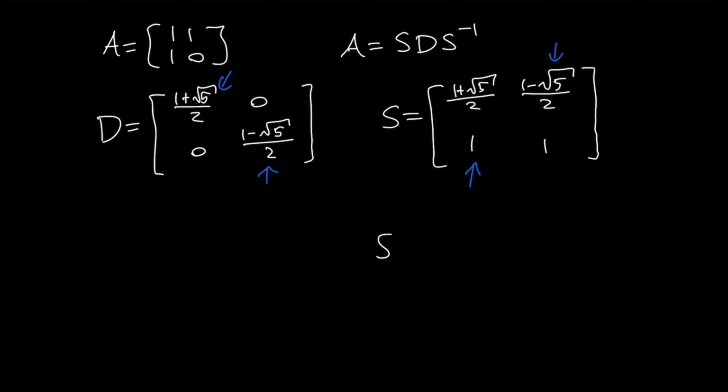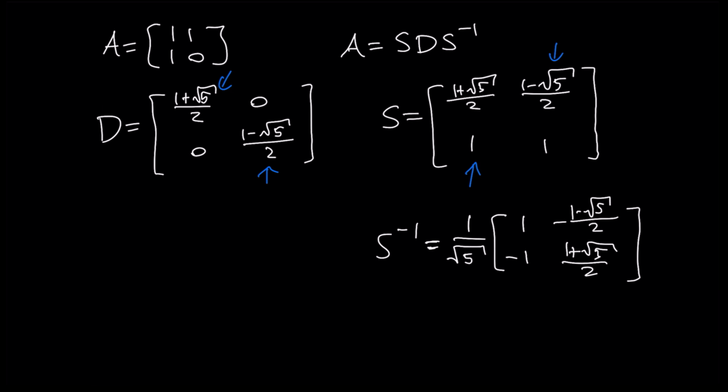And then if I invert that matrix, which is a 2 by 2, so I can apply a quick formula to invert, I should get 1 over the square root of 5 outside of 1, minus 1, minus (1 minus square root of 5)/2, and (1 plus square root of 5)/2. This is very helpful because diagonalizing allows me to take arbitrary powers of this matrix easily, because I can turn it into arbitrary powers of a diagonal matrix, which is easier to do.